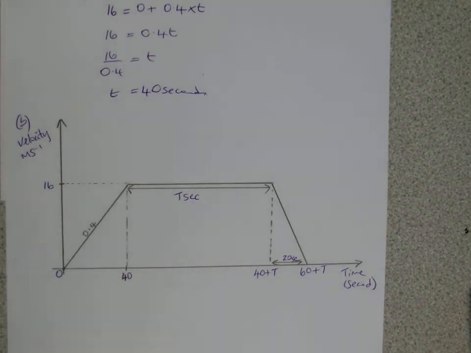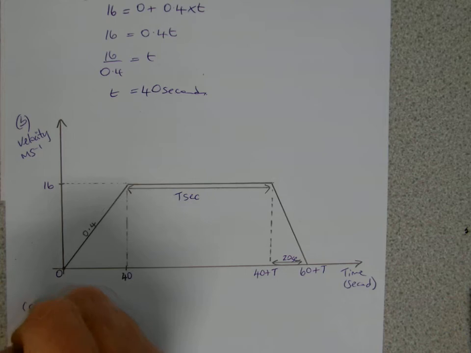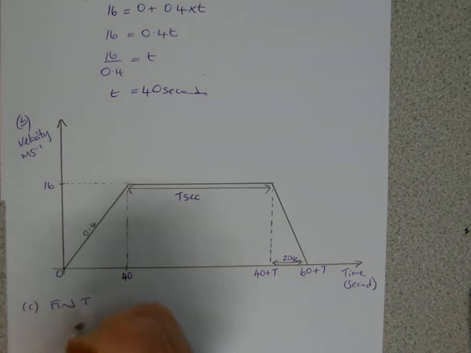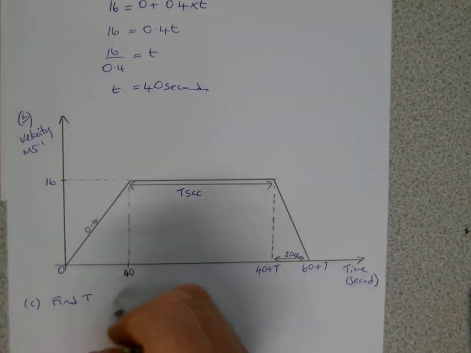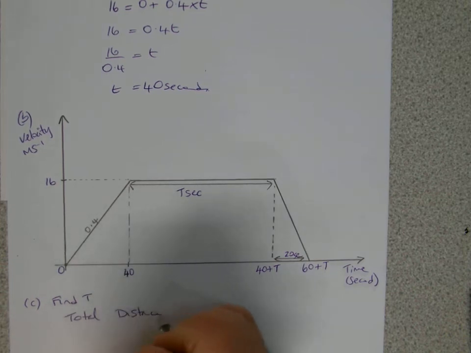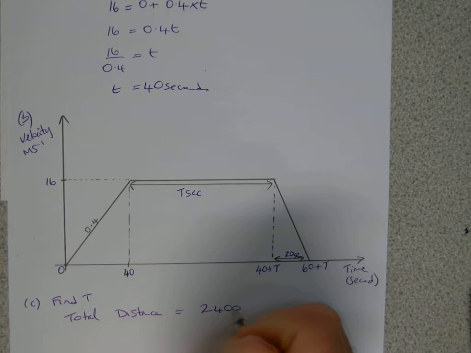So then it says part C, right? To find the value of t, okay? So we want to find t, but we need other information, of course. And the other information in this question is that it tells us the distance of the whole journey, okay? So the total distance is equal to 2,400 meters.